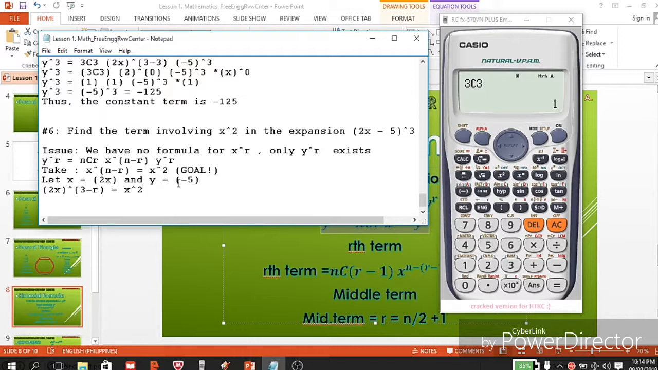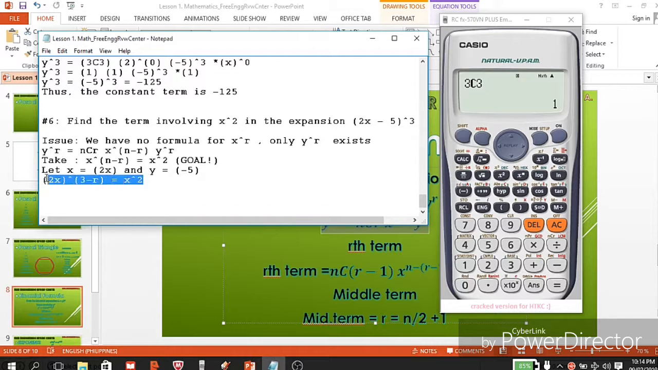So I'm going to simplify this again. So let's simplify this one. And again, this will be times x raised to the power of 3 minus 1. Right? So we have 2 times 3 raised to 3 minus r, and we have x that is raised to 3 minus r. So that's the goal.